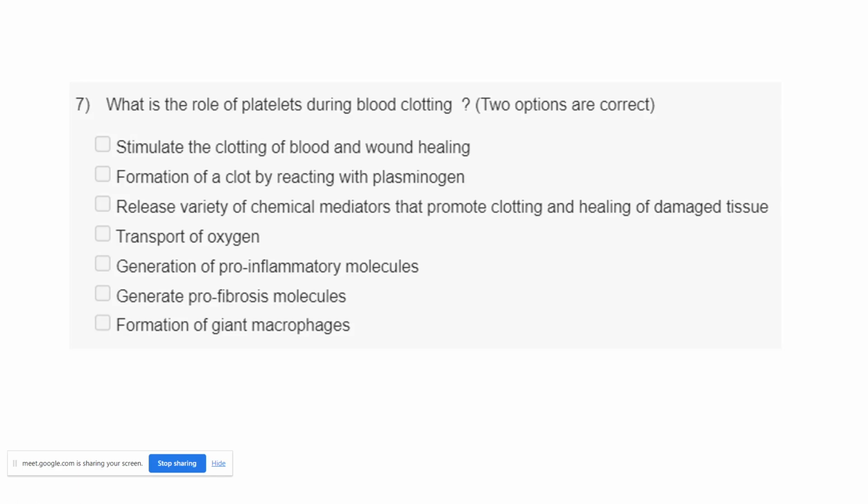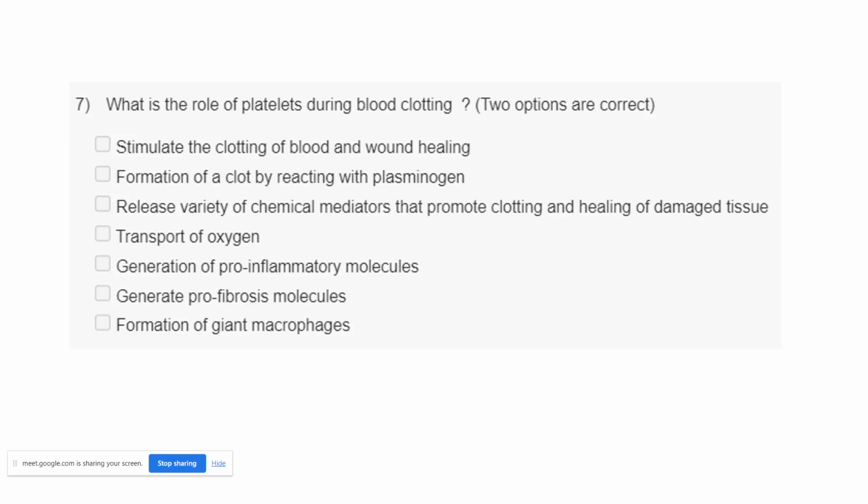Next question. What is the role of platelets during blood clotting? You have to select two correct options. It stimulates the clotting of blood and wound healing. Correct. It leads to formation of a clot by reacting with plasminogen. No. Releases variety of chemical mediators that promote clotting and healing of damaged tissue. Correct. Transport of oxygen, generation of pro-inflammatory molecules, pro-fibrosis molecules, formation of giant macrophages.